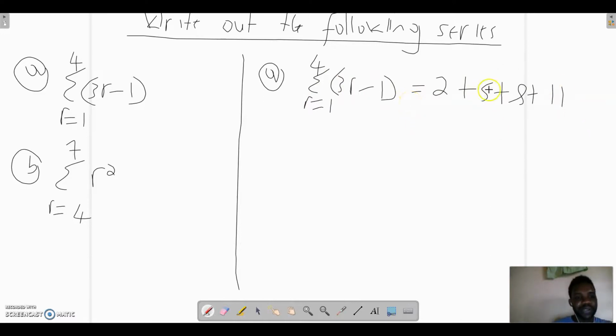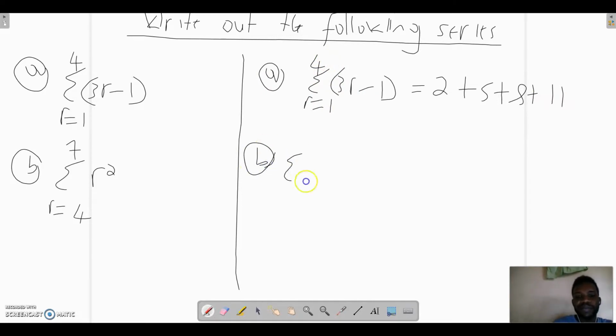Now notice we can also pick up a pattern, because when we put in 2 and 5 and 8, we notice that we're going up by 3. So we could have actually predicted what the next term is going to be by simply adding 3. But we know we're going to have 4 terms overall when we start from 1 and we go up to 4. B is slightly different.